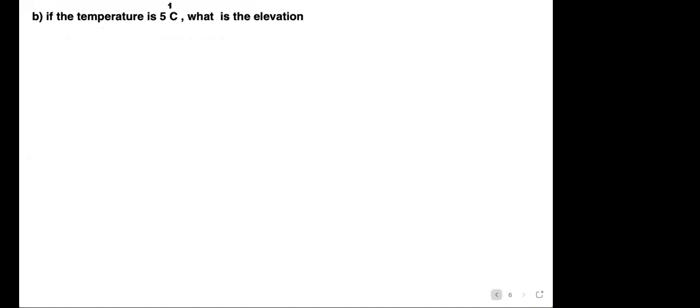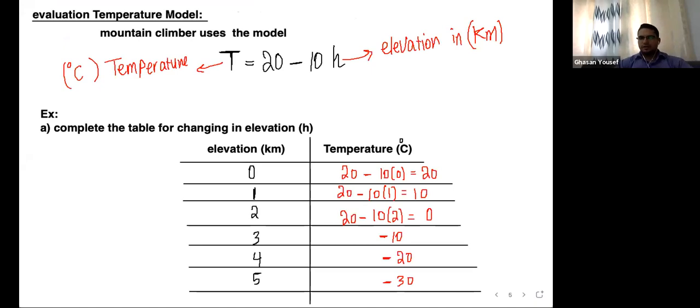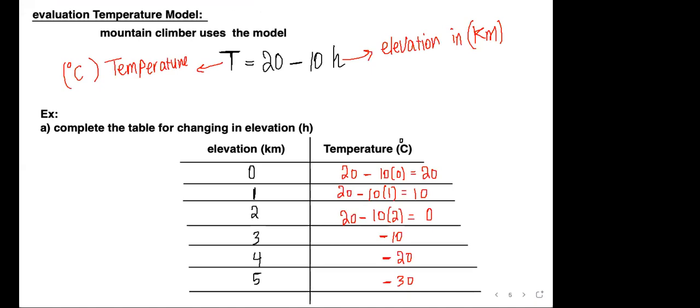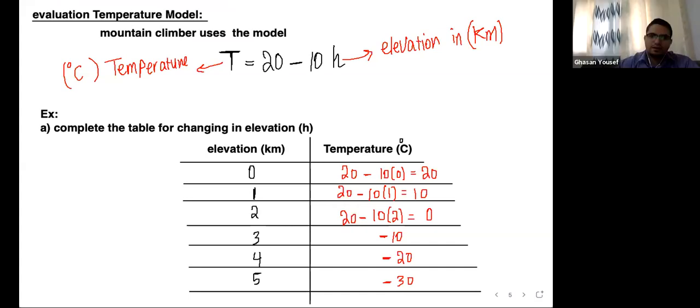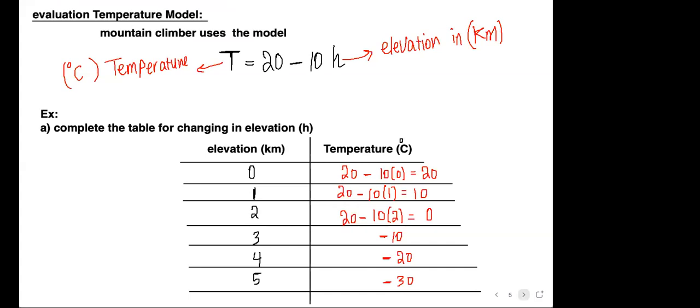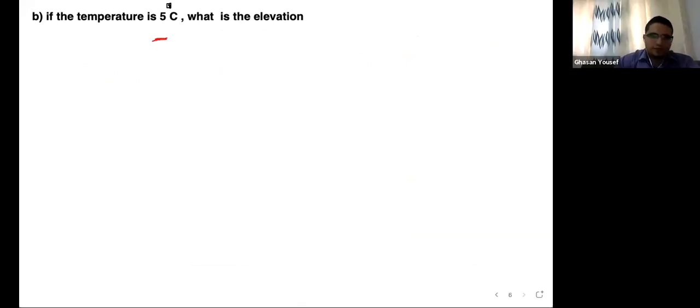1.5 kilometers. How did you find it? You plug into the formula, right? So we already know the temperature is 5 Celsius. So 5 equals 20 minus 10h. H is the unknown variable here, so we simply solve for h. We subtract 20 on both sides. Negative 15 equals minus 10h. And you divide by minus 10 on both sides. So height is positive 1.5 kilometers.